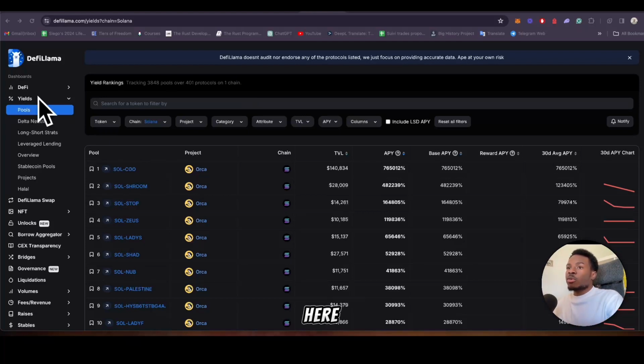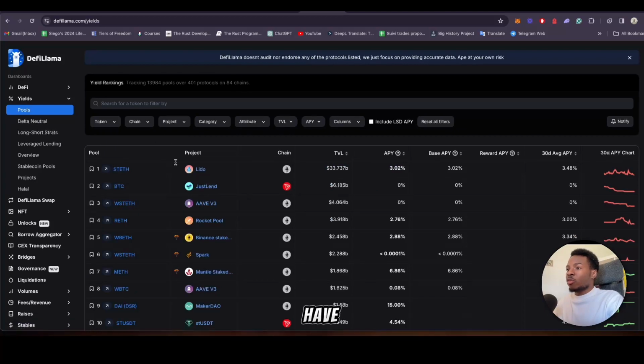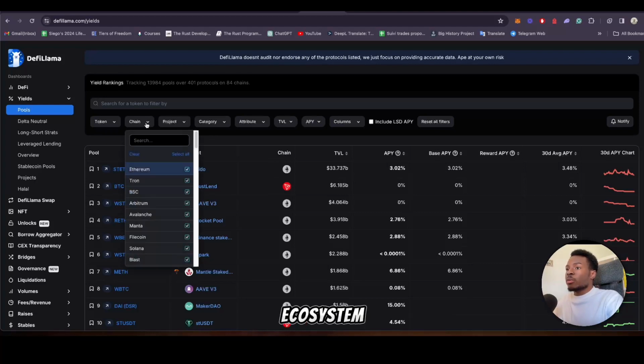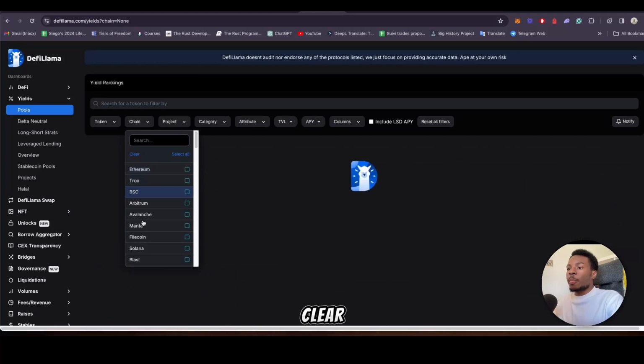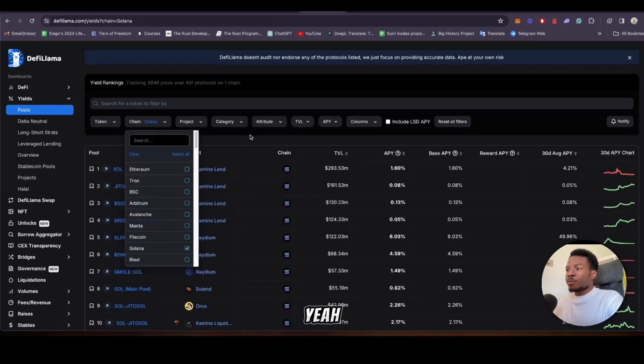For example, if you come here to their yields page, you can see that they have different information about different pools. So if you click on pools, for example, we have all this information about different pools on different chains, etc. But today we are interested in the Solana ecosystem. So we are just going to filter by chains, then clear, and then select Solana here.